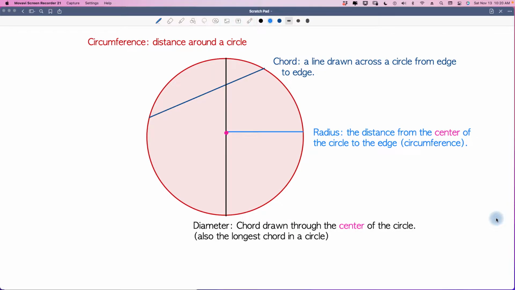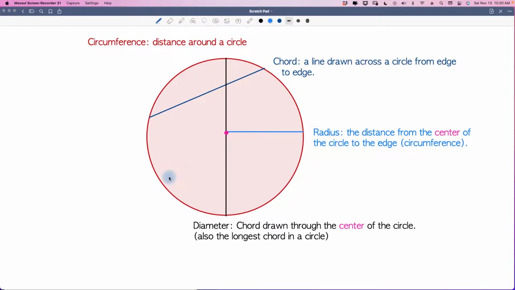So today we're talking about circles. Every point on the circle is the same distance from the center of the circle. We call that distance the radius. And the radius is defined as the distance from the center of the circle to the edge. And the edge of the circle is what we call the circumference. The circumference is the distance around the circle.